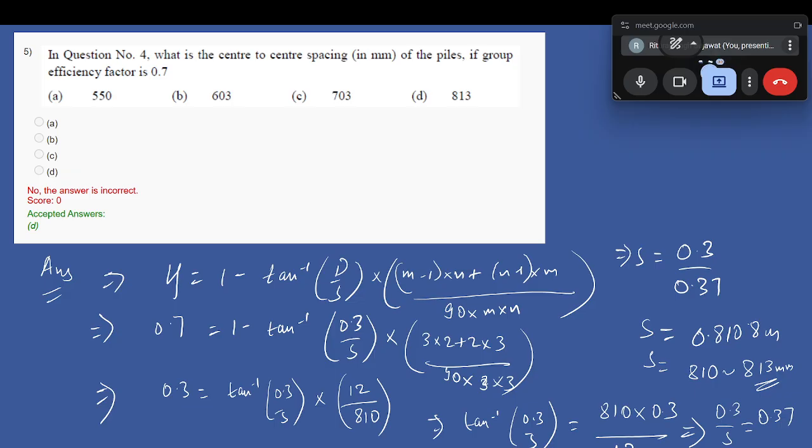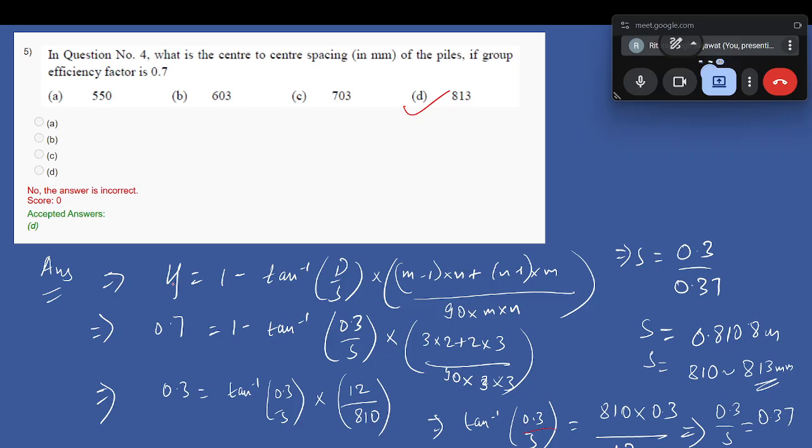Okay. So did you, sir, get this? On calculator, I directly get 813. But sir, can you please repeat? Do you want me to tell the procedure? Yes, sir. 0.3 upon S is equal to that procedure.